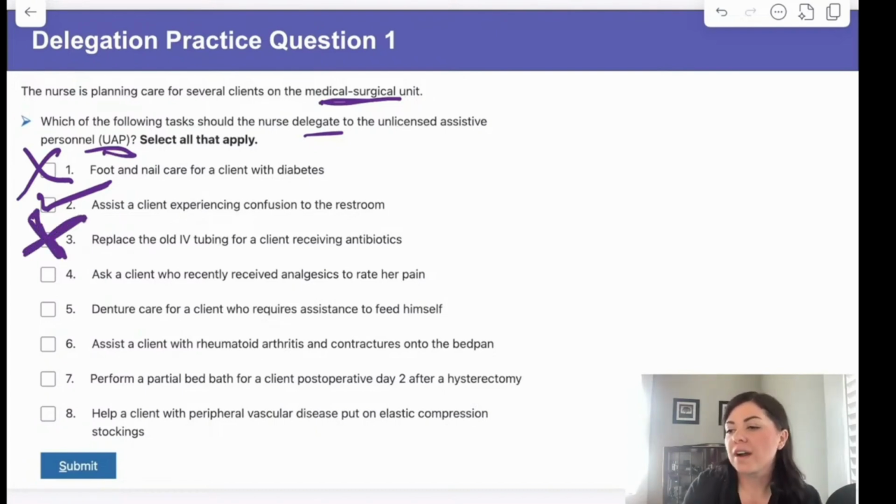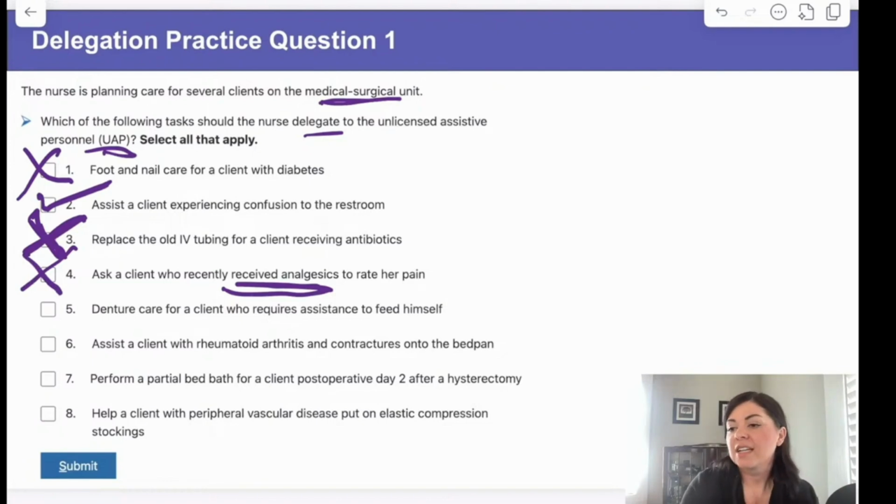Then option 4, ask a client who recently received analgesics to rate her pain. What do we think about that? So typically, when we ask somebody to rate their pain, that can be part of the vital signs, and that could be a routine task, but once again, we have to look at the circumstances. And this client just received analgesics. So if a client just received pain medication and we're coming back to follow up and assess their pain, we are evaluating care and actually performing a client assessment. So we do not want to delegate that. Y'all are doing phenomenal. Yes, Meg, that's assessment.